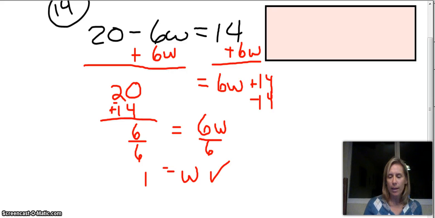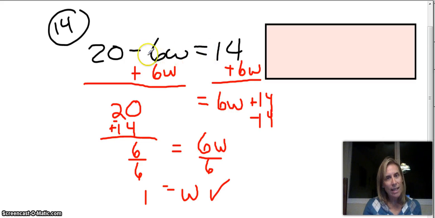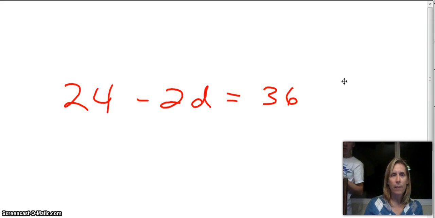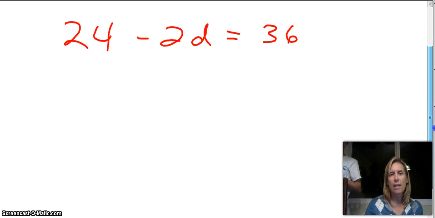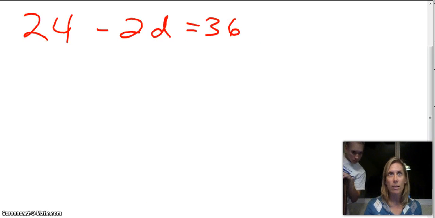Yay. Okay, so be careful when you have a negative or you're subtracting the variable term. I think this can be very tricky. And this strategy is to add the negative variable to both sides, then solve. That helps. Okay. And go ahead and try this equation. Another negative variable, see what you can do. And come on back and test out. See if your answer is correct.